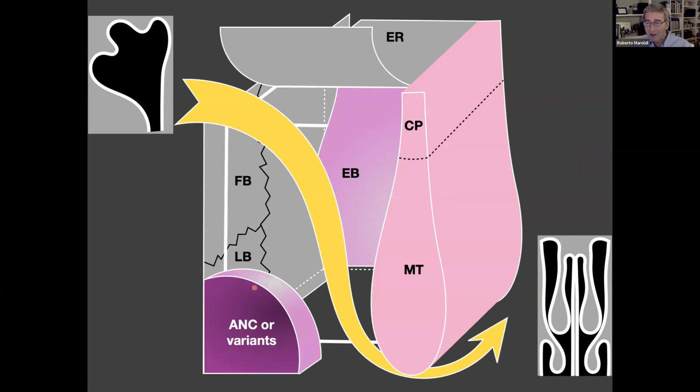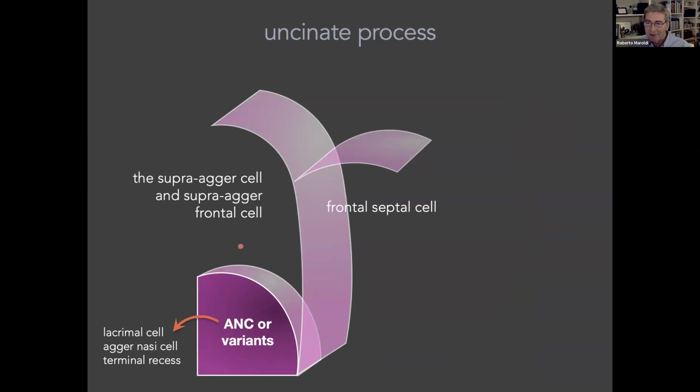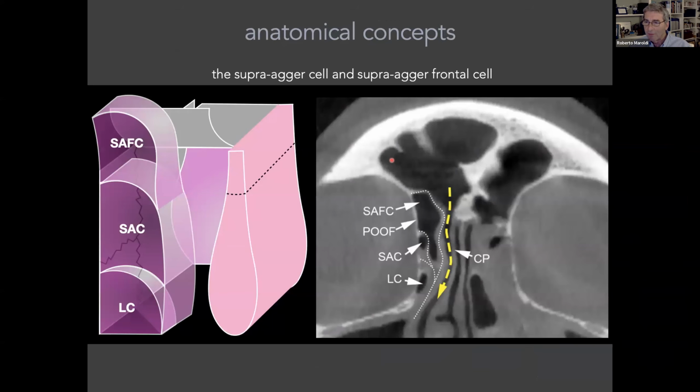And one of the first structures we are going to discuss is the Agger nasi cell or its variants, because according to the attachment of the uncinate process and the presence of an Agger nasi cell or other variants, like the supra-agger cell and the supra-agger frontal cell, or the presence of a frontal septal cell, the drainage will be different.